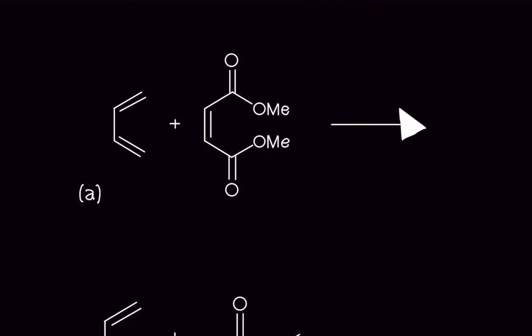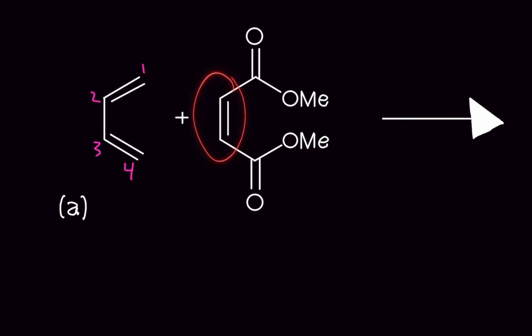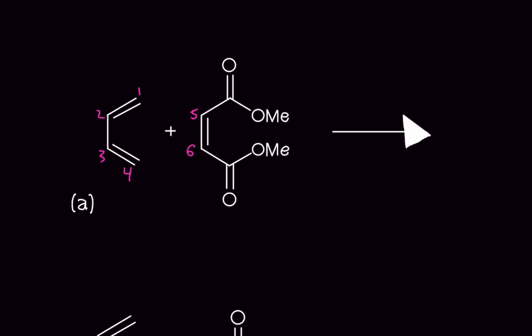So let's do the numbering method first. 1, 2, 3, 4, because this is our diene, however you want to say it. And then we have our alkene here. So this is going to be 5, and this is going to be 6. This is our functional group here. You'll notice if you draw an invisible laser beam going down the alkene, they're on the same side. So we have a cis configuration here.